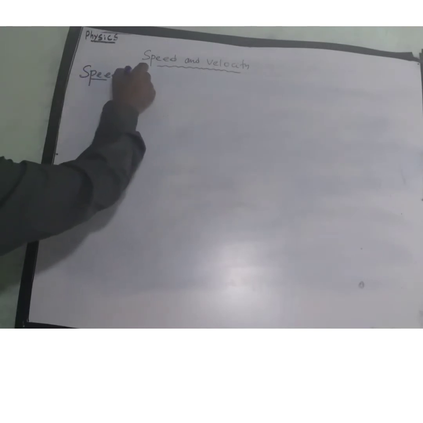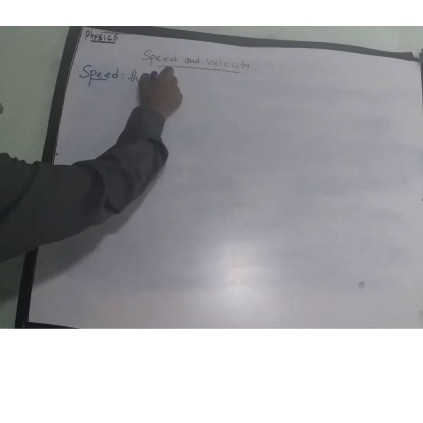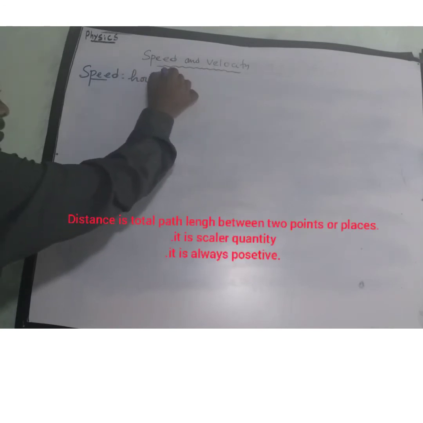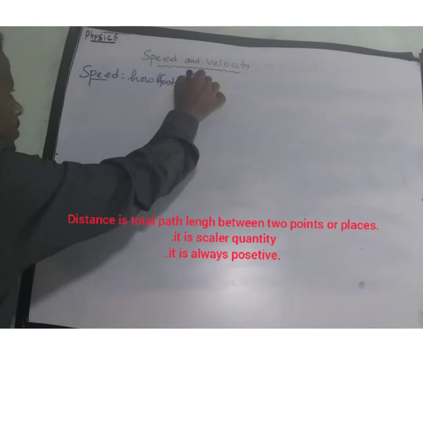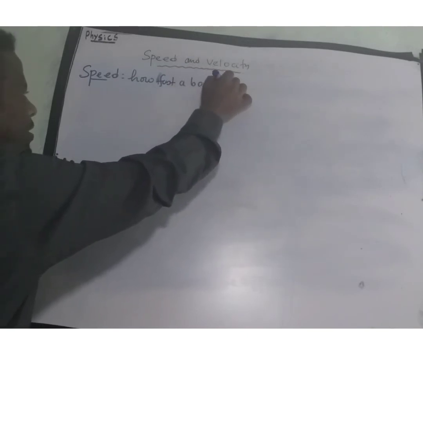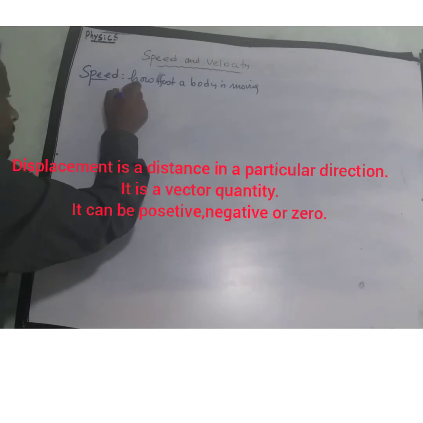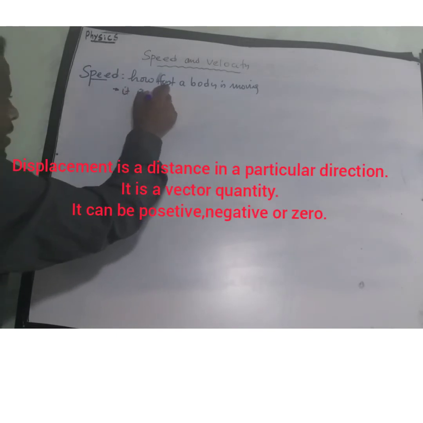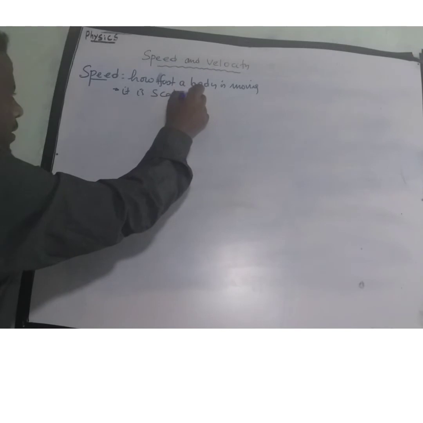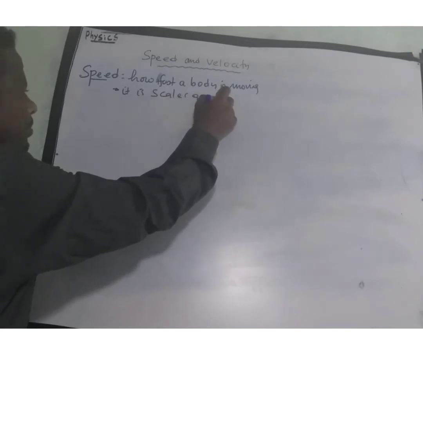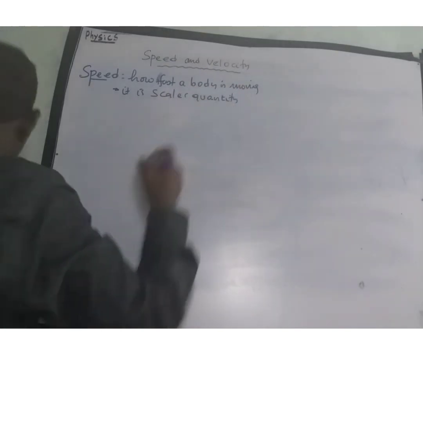Speed is how fast a body is moving. It is a scalar quantity, which means having only magnitude.